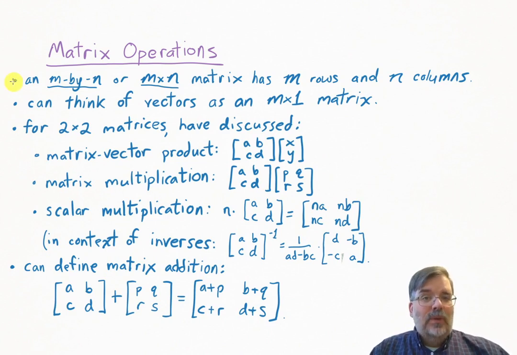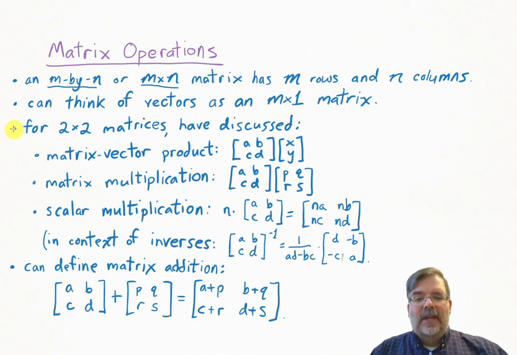So to begin, we need a way to talk about the size of a matrix, and so we say an m by n matrix, or an m times n matrix, has m rows, so those are horizontal, and n columns, those are vertical. And we can also think of vectors as kind of a special case of a matrix. A vector is an m by 1 matrix. It's just a single column.